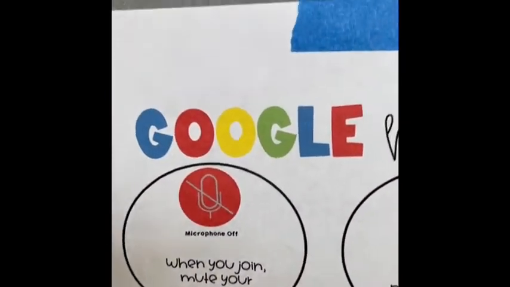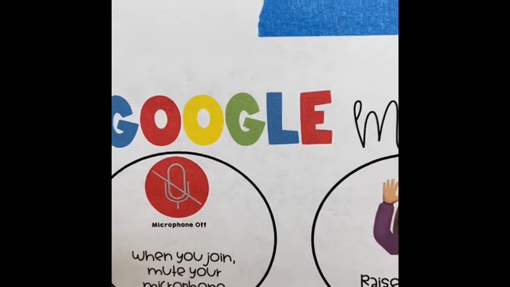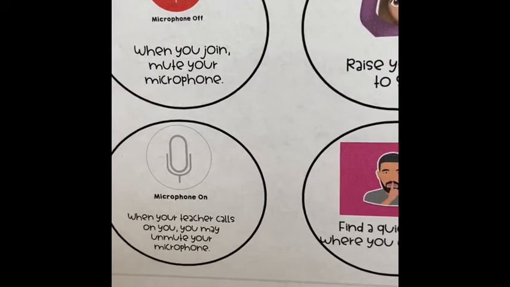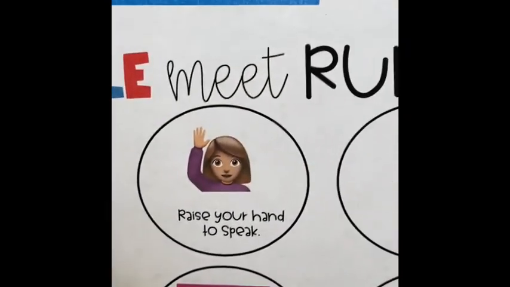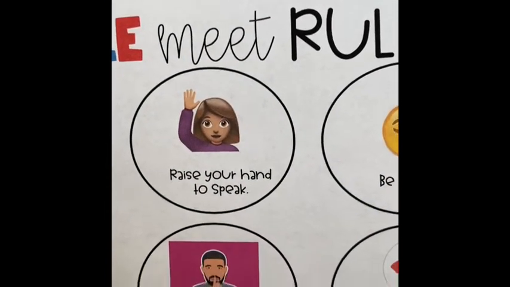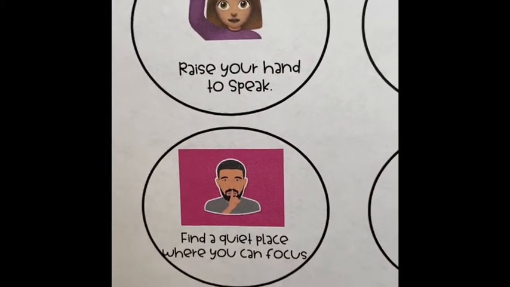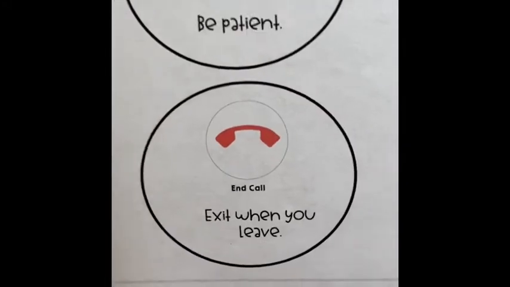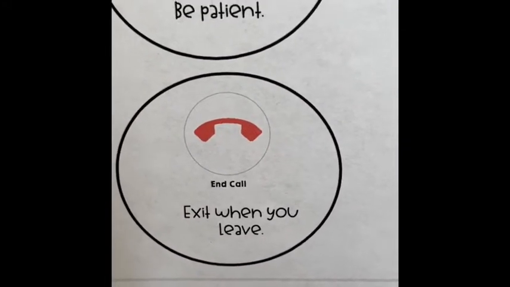From there, I went back over the rules for Google Meets. Just a quick reminder, when you join, mute your microphone. When your teacher calls on you, you may unmute your microphone. Raise your hand to speak. Find a quiet place where you can focus. Be patient and exit when you leave.